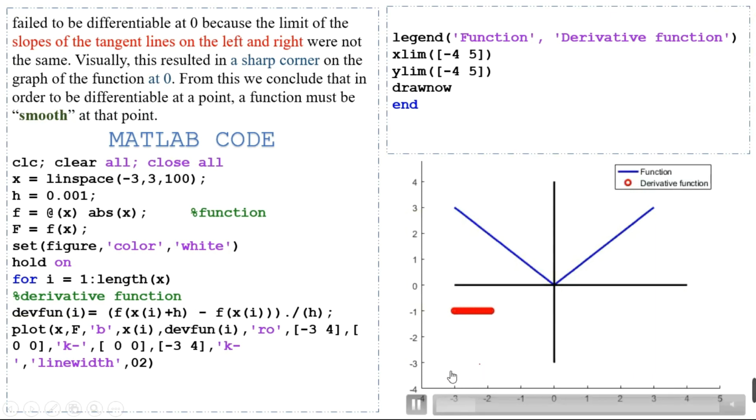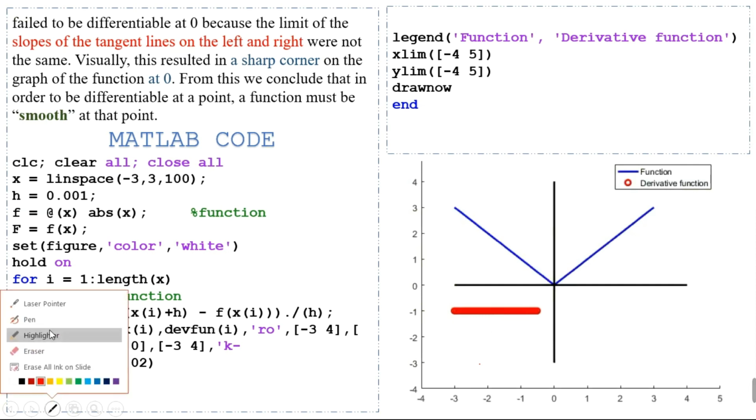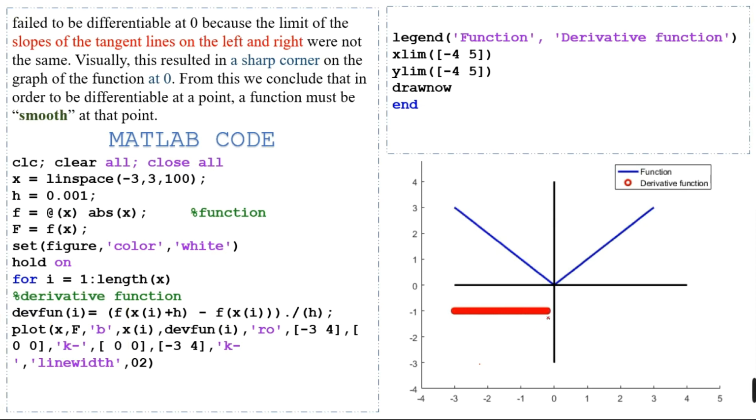Here we can see that the function has a derivative when x is less than 0. When x is equal to 0, the derivative of the function will be undefined. And when x is greater than 0 the function has a derivative. So now we have a Matlab code to plot the function that we have discussed.